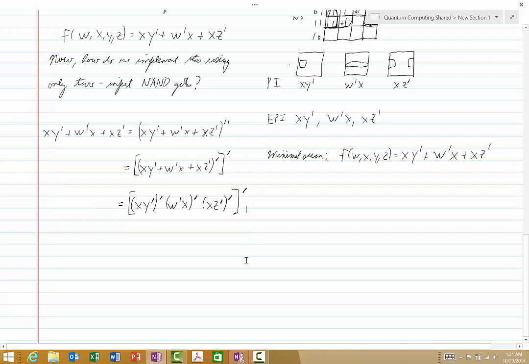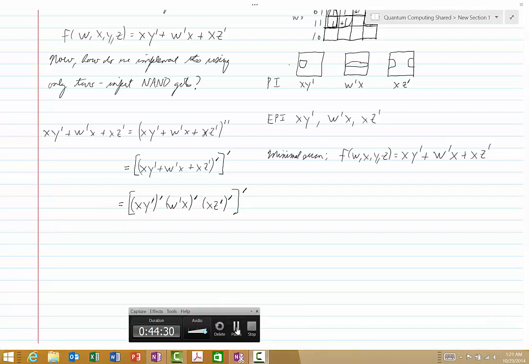Can you see what the problem is? There's only one problem here before we can finish. So take a moment to look at that and see if you can identify it.